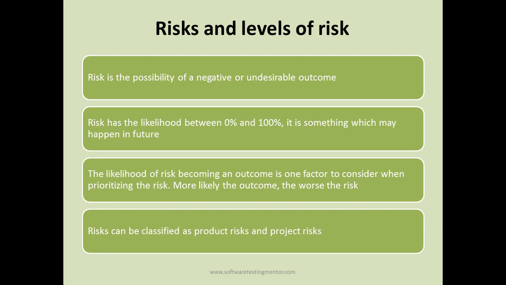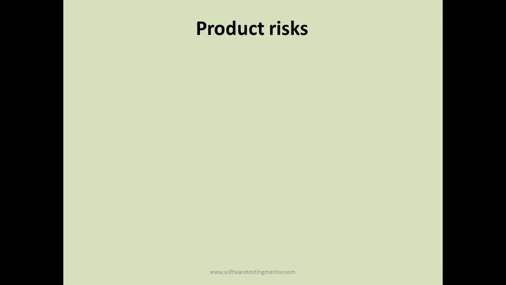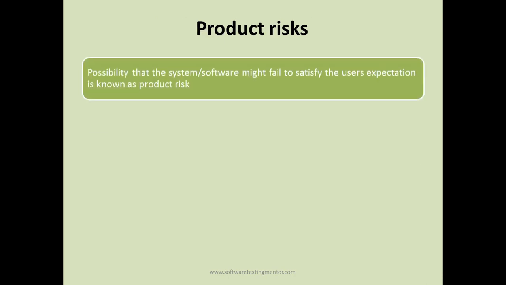So risks can be classified as product risks or project risks. We'll understand what product risks are and what project risks are in future slides. So what are the product risks? The possibility that the system software might fail to satisfy users' expectation is known as product risk. Any risk associated with the software that you are delivering is a product risk.